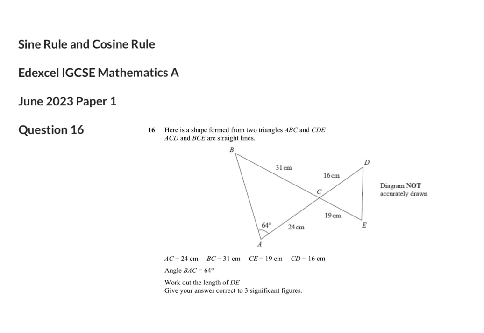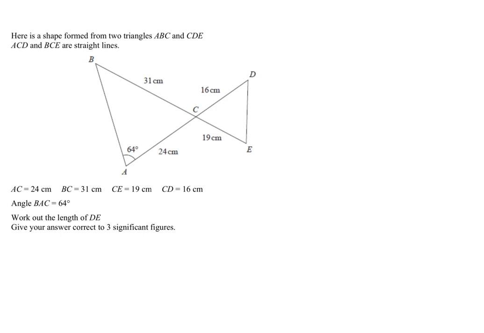Often in the exam, you will get a question that involves both sine rule and cosine rule, and this is one of those. So in this question, we have two bisecting lines, and these create two triangles. We're given the various dimensions here, and we're asked to work out length DE. DE is the distance on the right hand side here.